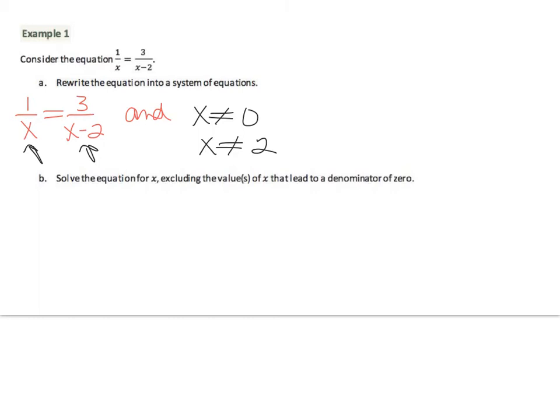Solve the equation for x, excluding the values of x that lead to a denominator of 0. We've had some issues with these. When I've got 2 fractions, you guys aren't sure what to do. If I just have an expression equals an expression without any addition or subtraction over here or over there, I just cross multiply. I've got 1 times x minus 2 and 3 times x, and then I can go ahead and solve.